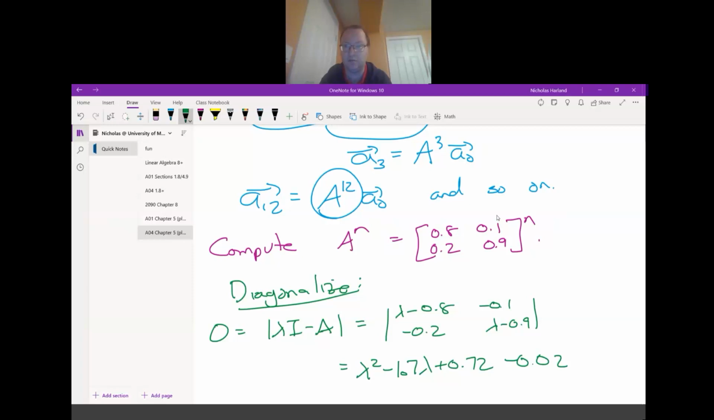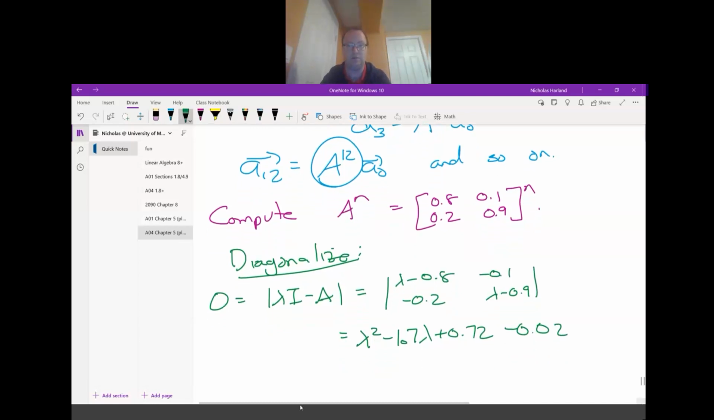A negative 0.01? Yeah? Did I mess something up? Lambda I minus A? Yeah, okay. Scared me there.